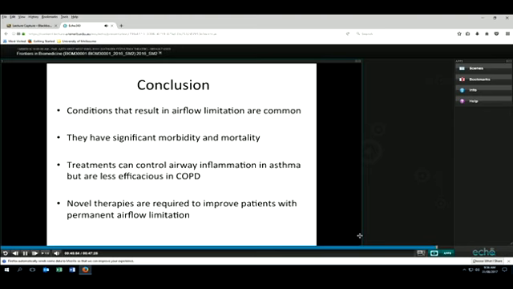So in conclusion, there is a significant burden in the population of conditions resulting in airflow limitation, but the two commonest ones are in fact very different diseases. As a result of that, treatments that target inflammation in asthma do not necessarily work in COPD, for the reasons we've discussed. There are novel therapies particularly for asthma, but certainly there's a need for newer therapies in COPD, which I suspect at this moment is still quite a long way away.